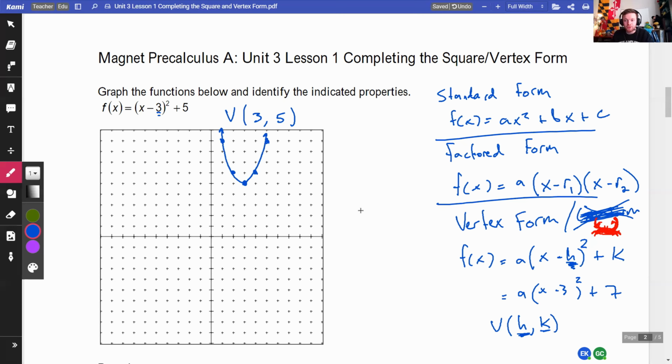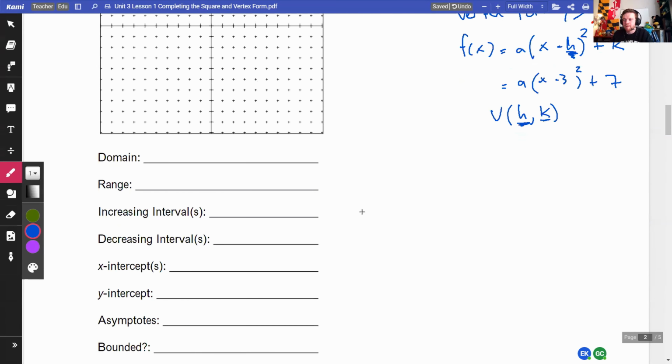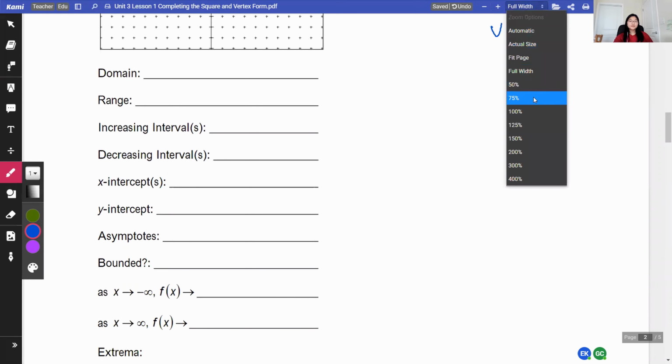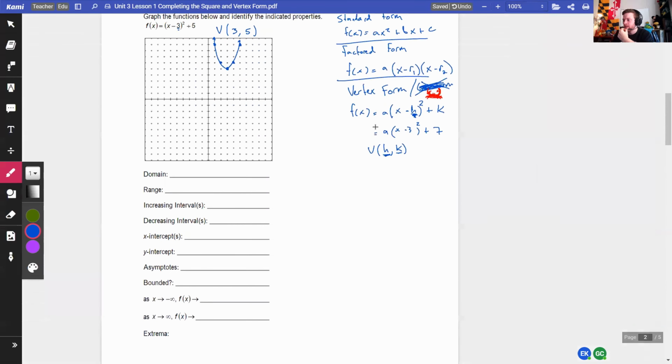Cool, there it is. So talk to me about these properties. The domain is all real numbers. Let me zoom out a little bit so we can see. There you go. Domain's all real numbers. The range starts at 5 and then goes up to infinity. It includes 5. Indeed. We established that increasing and decreasing intervals have to be open. So we're going increasing from 3 to infinity and decreasing from negative infinity to 3.